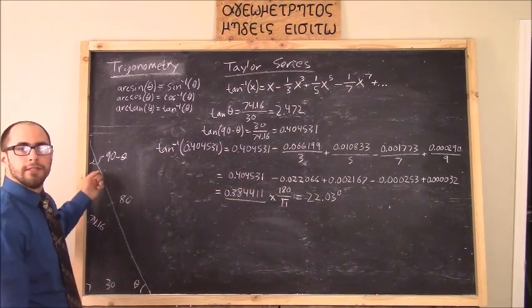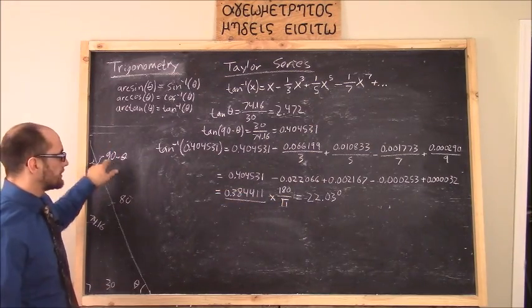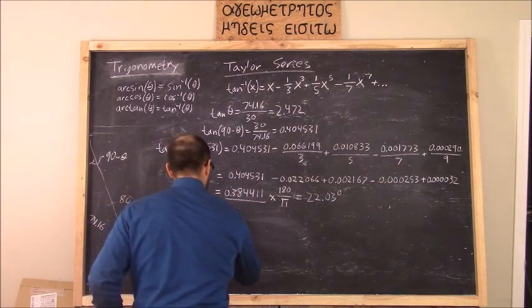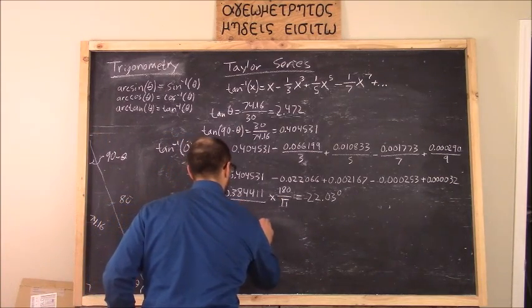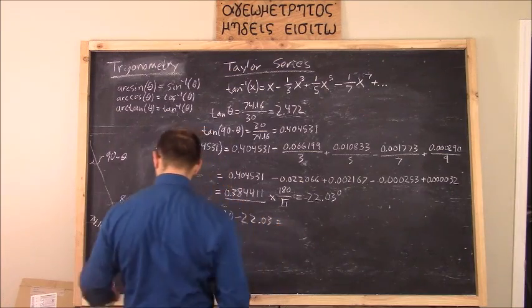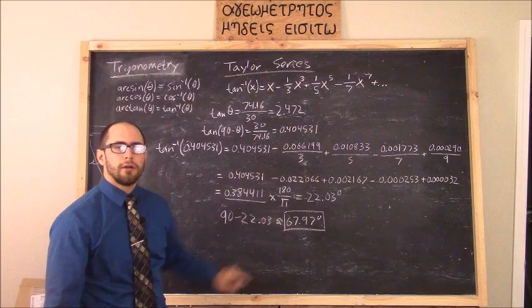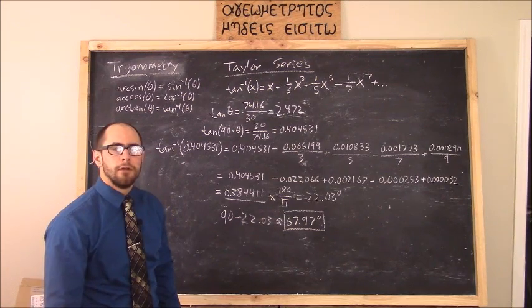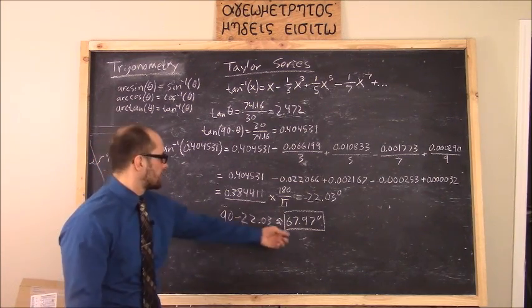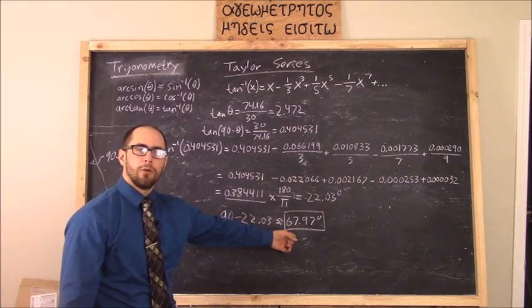Now remember, that was this angle up here, 90 minus theta. So 90 minus 22.03 is equal to approximately 67.97 degrees. What was our answer with interpolation? Around 68 degrees. So we're pretty consistent no matter which way we do this.